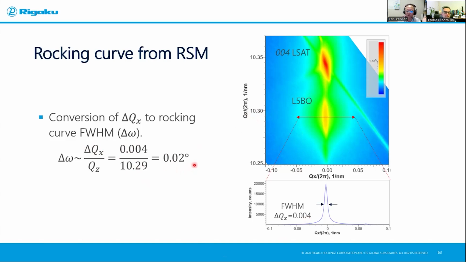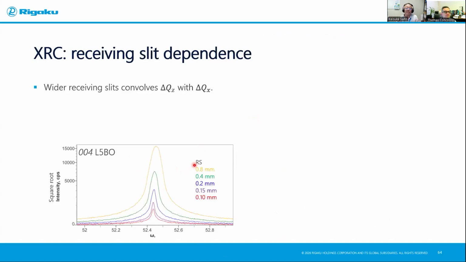So you don't need to measure a separate rocking curve if you measured the reciprocal space mapping. Let's confirm. Of course, I didn't have to, but I wanted to confirm for you. I did a rocking curve separately, but with a different receiving slit. This is one piece of information for you: when you measure a rocking curve on a thin film structure, please keep in mind that what you are measuring with the wider receiving slit is a convolution between delta QZ and delta QX.